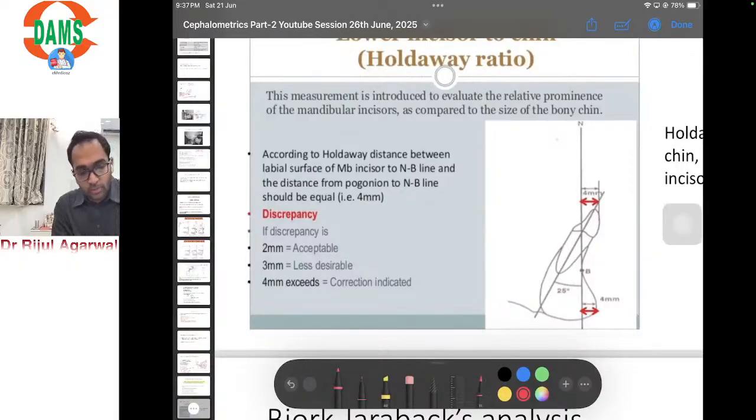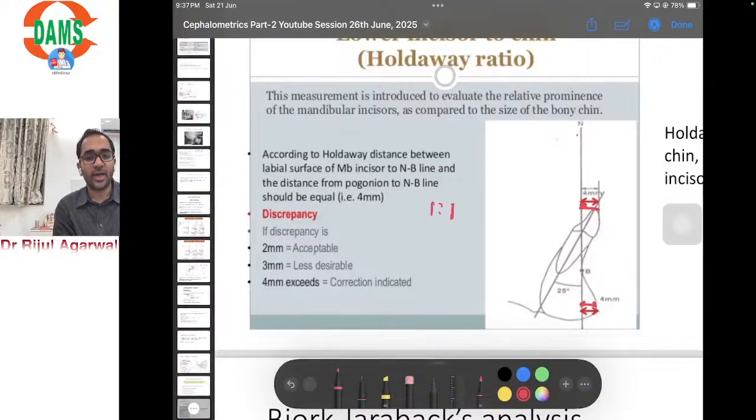Okay, so from nasion to point B a line is drawn. So the lower incisor tip to this line and the chin to this line should be equal, that is 4 mm. Now if we go ratio wise, they should come as 1:1. If there is a discrepancy, up to 2 mm is acceptable, 3 mm is less desirable, and more than 4 mm correction is indicated.